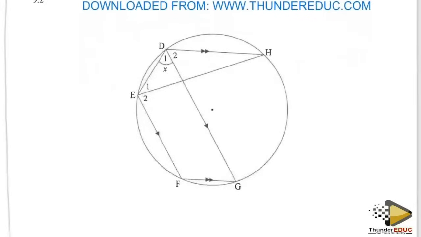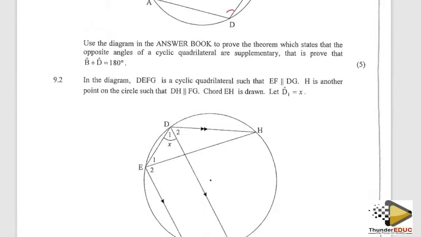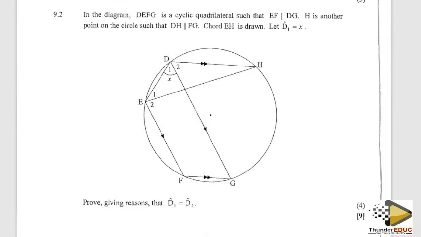Question 9.2, since we proved the cyclic quadrilateral, the second question should now be related to that. So in the diagram, DEFG is a cyclic quadrilateral, such that EF is parallel to DG. And they're telling us H is another point on the circle such that this is parallel to that. Can we prove, giving reasons, that D1 is the same as D2?